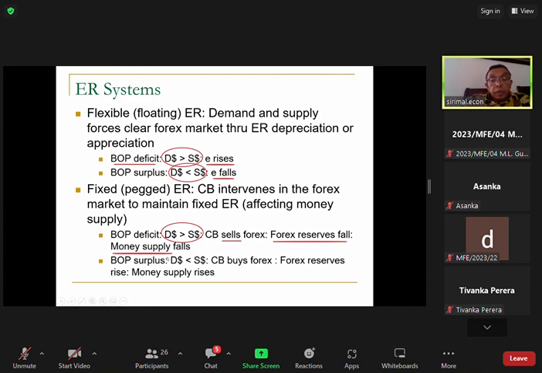In the case of surplus, excess supply, the central bank can purchase foreign exchange. So foreign exchange reserves should rise and money supply should rise too. Why? The central bank pays rupees to the commercial banks. It will be added to that R, M0, reserve money. So the money supply, the stock of money, should go up.